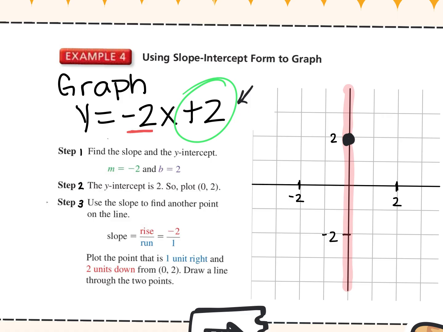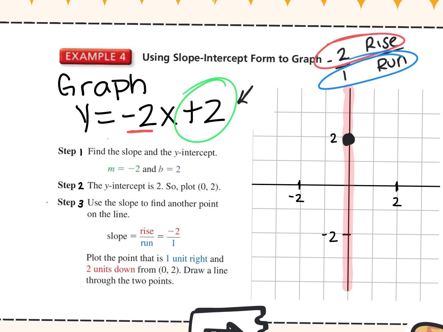Then the next thing we're going to do is use the slope to graph more points. Remember, 1 point is not enough to form a line. You need at least 2 points. So what did we say the slope was in this equation? -2. Remember we said slope is rise over run, right? Which is a fraction. Is -2 a fraction? Can we make it a fraction? We could put it over 1. Doesn't that tell me that the rise is -2 and the run is +1?